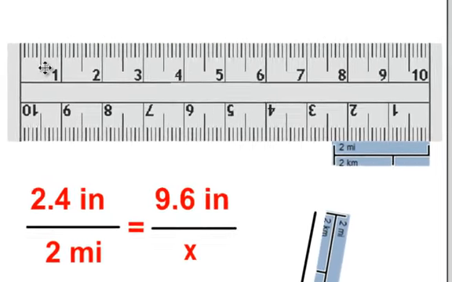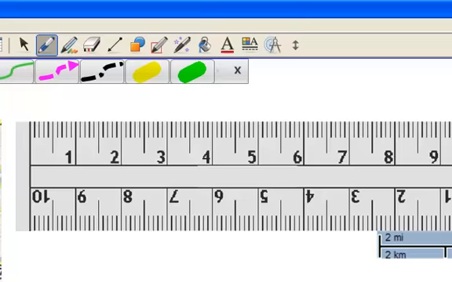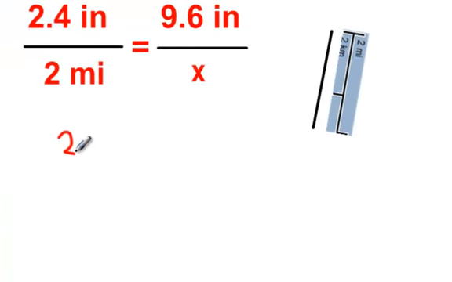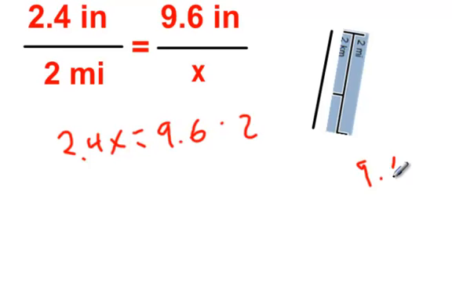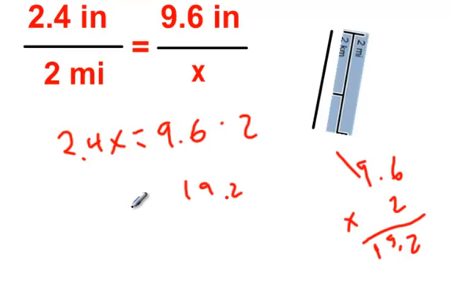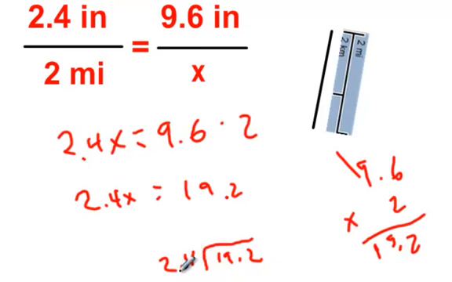So I'd have to solve my proportion. I have 2.4 times x equal, well, I'd have to do 9.6 times 2 out over here. You can see there we get 19.2, and we get that equal to 2.4 times x, and I'm just going to do 19.2 divided by 2.4 now. Slide the decimal over, slide the decimal over here too. So it'll be about 8 miles.